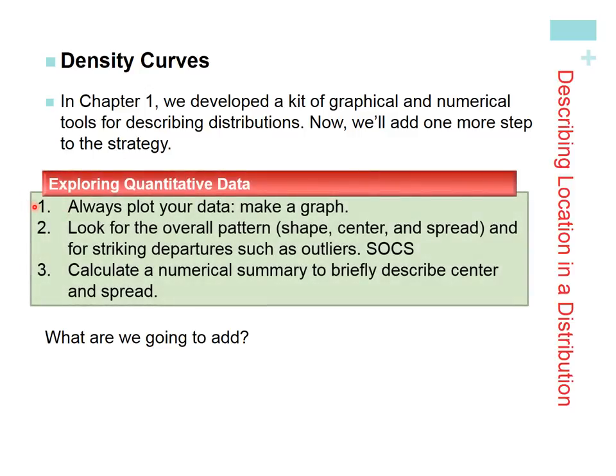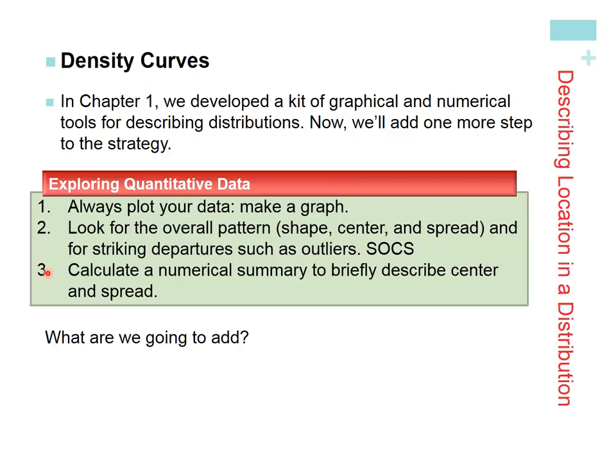In the last section, the first thing we said to do was you always want to make sure you plot your data, make a graph. We're going to look at the overall patterns. What is the shape, the center, the spread, and the outliers, SOCS? So just remember, this is a quick refresher: when you're making your box and whisker plot, make sure you show those calculations for your outliers.